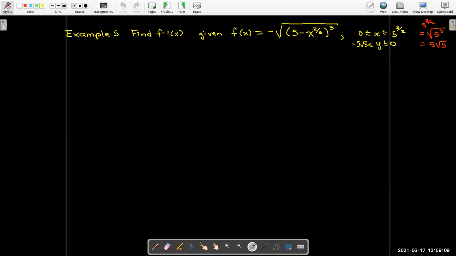And so it's really clean to write it in this way, as the number times the radical of the same number. So let's go through our steps. We replace f with y. I have to keep the restriction though. I have both restrictions on x and on y.